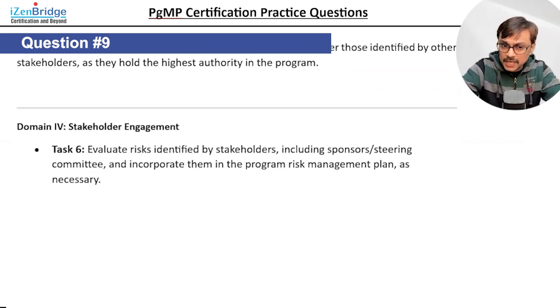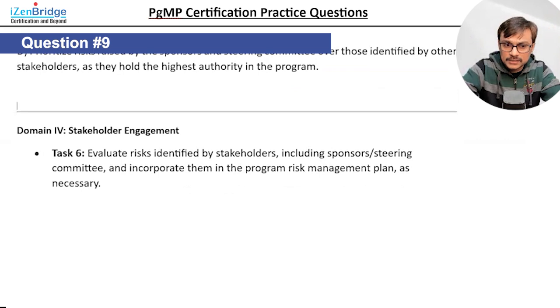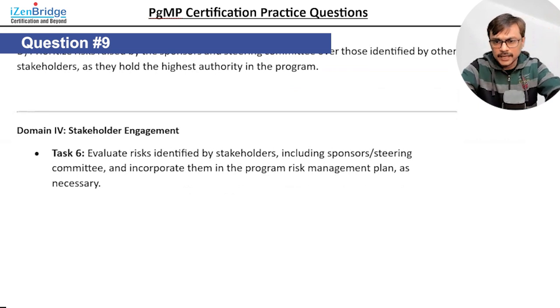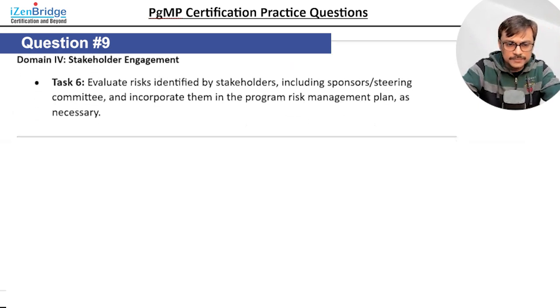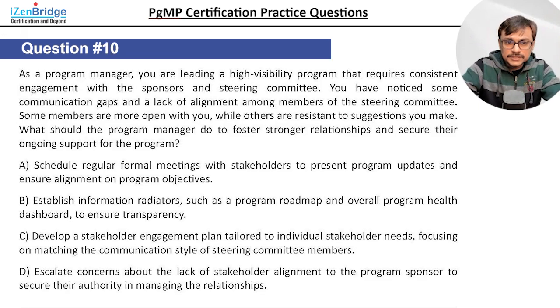It is mapped to your task 6 in your stakeholder engagement topic. It focuses on evaluating risk identified by stakeholders, including sponsor, steering committee, and incorporate them into a program risk management plan as necessary. Yeah, so that's the idea, and that's the question which you have just seen. Question number 10.